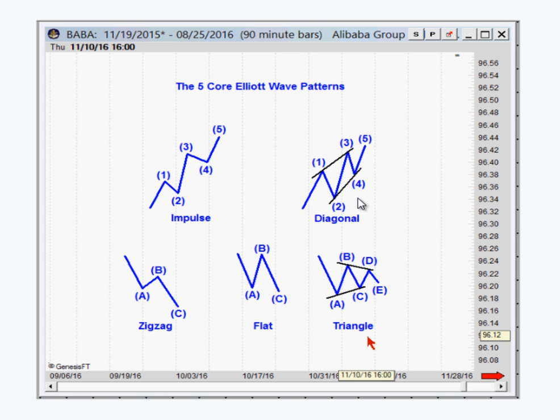Okay, what is the difference between impulse and diagonal? Well, if you look at this diagram right here, you'll see it's a 5-wave move, but wave 4 does not end in the price territory of wave 1. That is a key characteristic of the impulse wave.